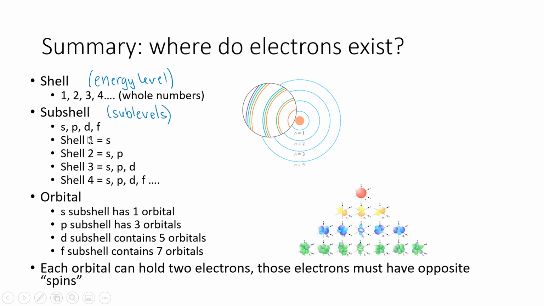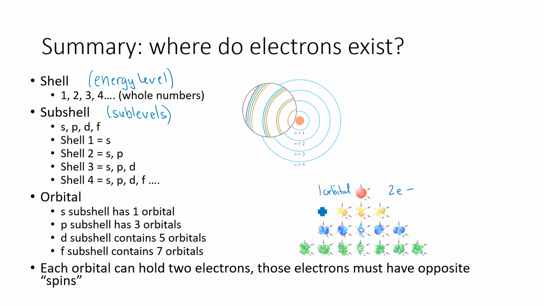And then these subshells are made up of orbitals. An S subshell has 1 orbital, P has 3, D has 5, F has 7. Here's what they look like. You don't need to memorize the shapes, don't worry about that. But what we do need to know is each orbital can hold 2 electrons. So as a result, there's only one orbital in an S subshell, so it can only hold 2 electrons.